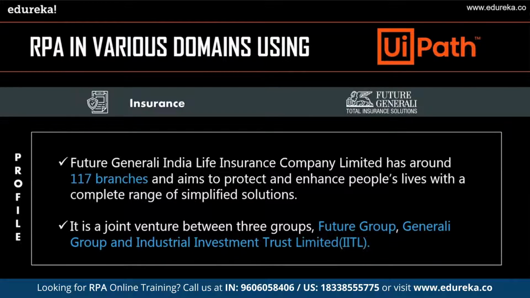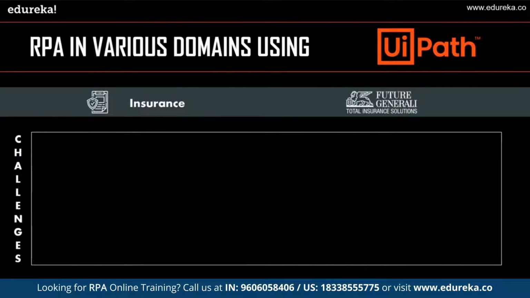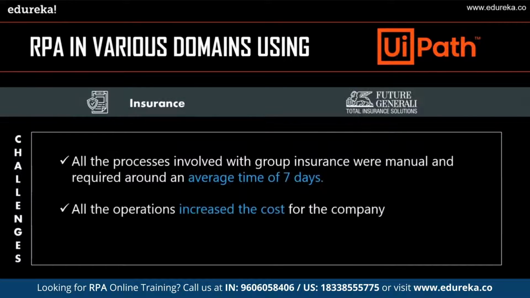It is a joint venture between three groups, that is Future Group, the Generali Group, and the Industrial Investment Trust Limited. So it's a top insurance company, guys. Now the challenge observed by this company was that all the processes involved with group insurance were manual and required an average time of 7 days.